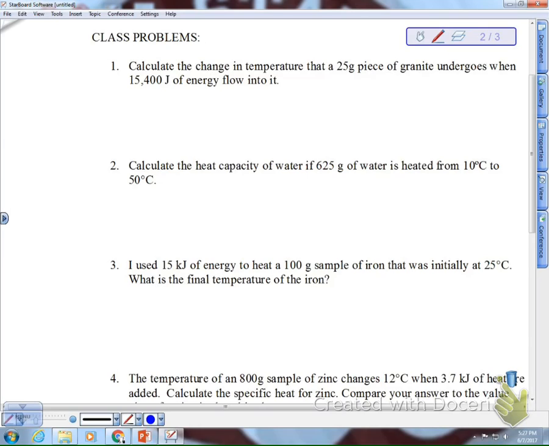In the first problem, you can read it: calculate the change in temperature a 25 gram piece of granite undergoes when 15,400 joules of energy flow into it. Remember, our equation is Q equals m c sub P delta T. So all we do is plug into this equation and solve for the missing variable. In this problem, delta T is our missing variable. So we are going to plug in 15,400 joules. We're going to plug in 25 grams.